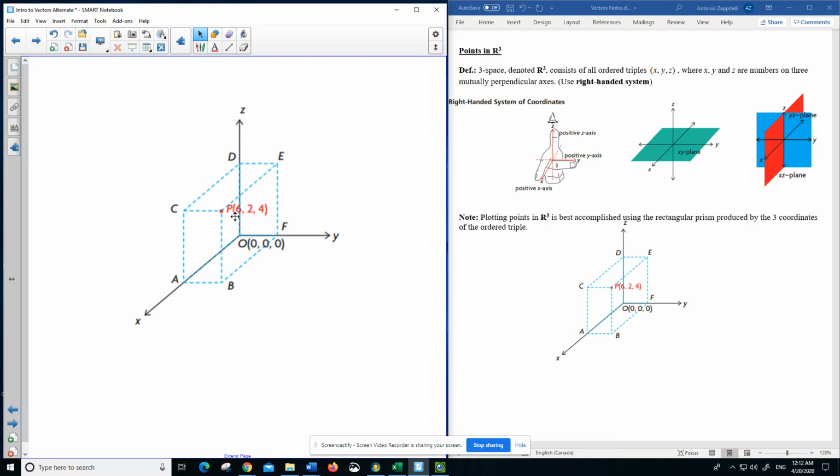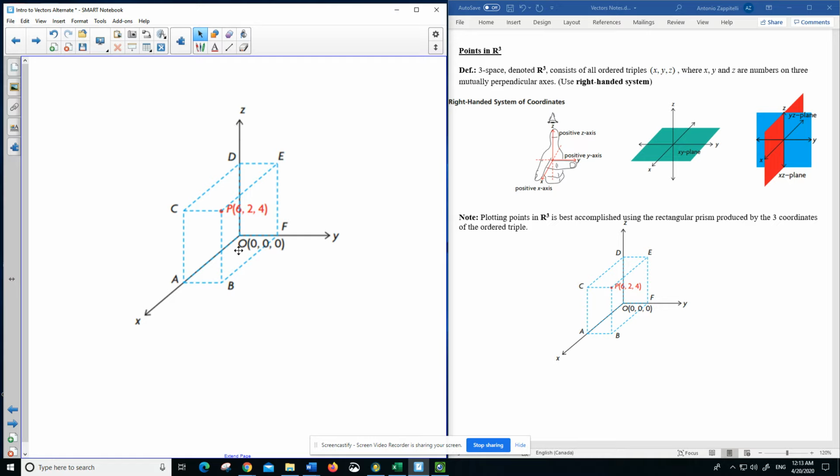Now notice here, if you go to the z-axis, this represents the value 4 on the z-axis, but I am going up 4 units from this point, okay? And then from there, we can draw this rectangular prism to give us the sense that the point lies somewhere in this region here on the positive side of x, the positive side of y, the positive side of z.